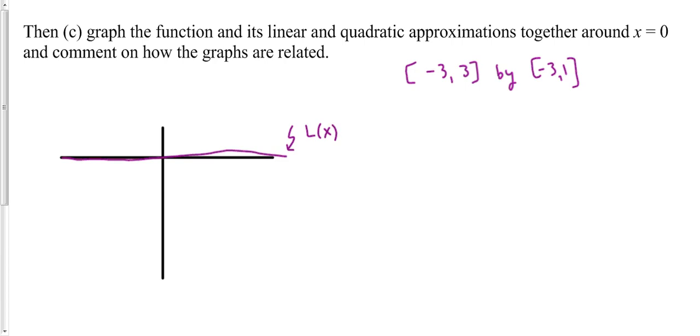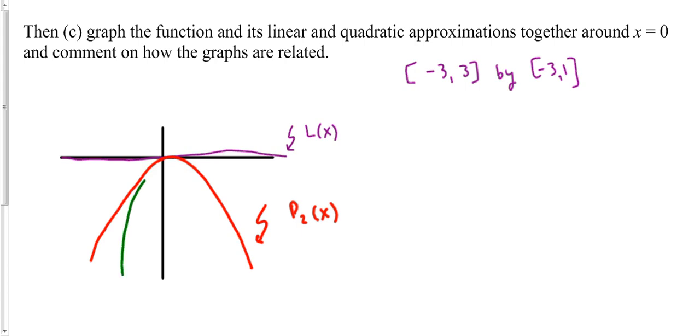If I plot my quadratic approximation, that's going to be negative x squared over 2. And so let's just pick a different color here. And that's going to be a parabola. So this is going to be P2 of x. And then I finally plotted the natural log of the cosine of x, and I get something that looks a little more like that. So this is going to be the actual function, which is the natural log of the cosine of x. So this is going to be f of x.